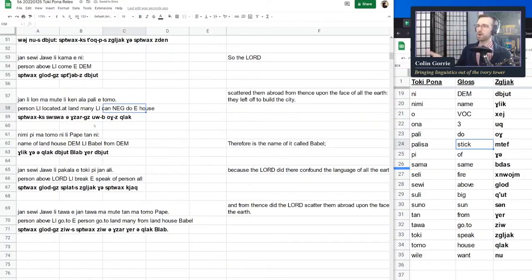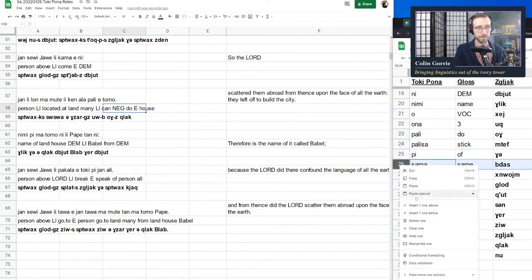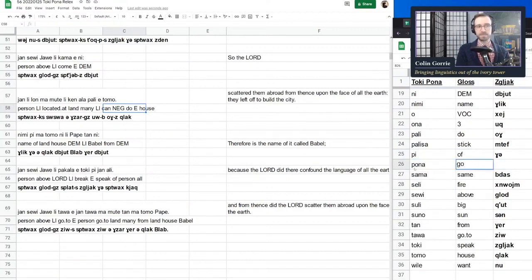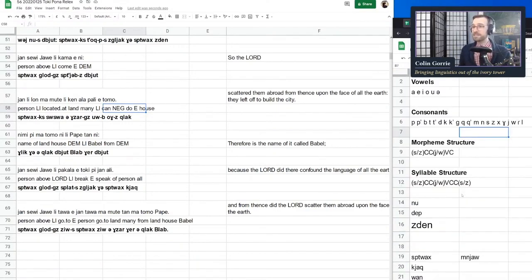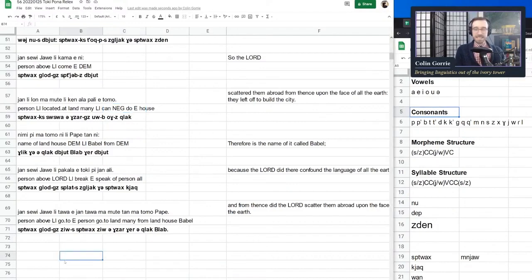There's only one more word we need, which is that we can name this language. So we need an equivalent of Pona. Good. So I'm going to get up the phonology here, and I would love to hear your opinion. What can we use for good in this language? Because we're not going to call this Toki Pona anymore, we're going to call it Zgliak something. Zgliak. So that's the final challenge.